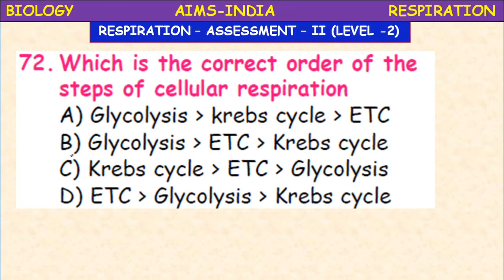Which is the correct order of the steps of cellular respiration? Glycolysis, Krebs cycle, ETC, electron transport chain. Glycolysis, electron transport chain, Krebs cycle. Electron transport chain, glycolysis. Electron transport chain, glycolysis, Krebs cycle. So the first one is right. First glycolysis takes place in the cytoplasm, then the Krebs cycle takes place in the mitochondrial matrix, then the electron transport chain takes place in the inner membrane, that is the cristae of mitochondria. Okay.